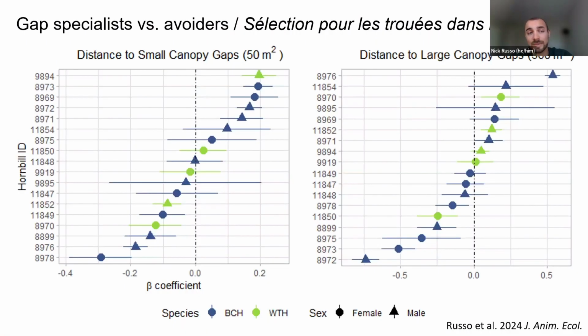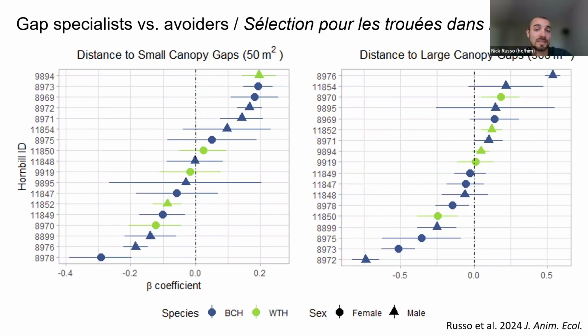Now, interestingly, we also found that some hornbills of both species will select areas closer to canopy gaps, while some will select areas farther from canopy gaps. And it's for both large canopy gaps and small canopy gaps, that split seems roughly 50-50, which is quite interesting. What this means is that in populations of both black-casqued and white-thighed hornbills, there are some birds that are specialists for canopy gaps and some that are avoiders.